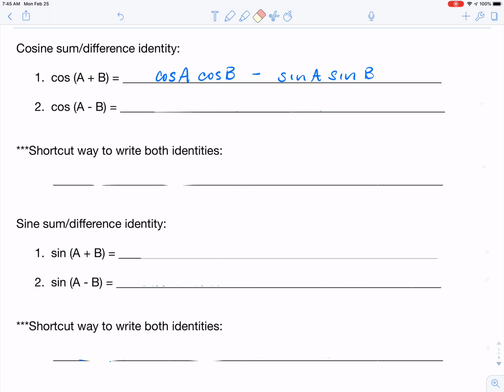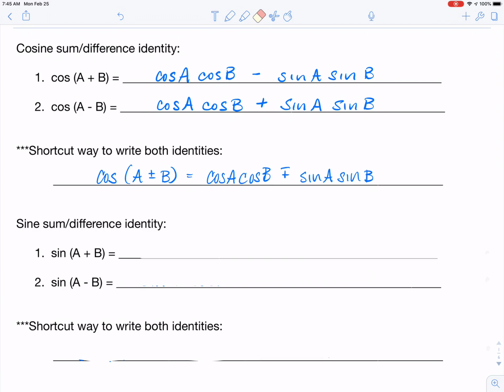For the cosine difference identity, it looks very similar. In fact, the only thing that is going to be different is the plus and the minus in between. So the cosine of angle A minus angle B is the same thing as cosine angle A, cosine angle B, plus sine angle A, sine angle B. There is a short way that I can write both of these at the same time, and this is what that looks like. Cosine of angle A plus or minus angle B is going to be cosine A cosine B minus plus, notice that those pluses and minuses are traded, times the sine of angle A, sine of angle B.